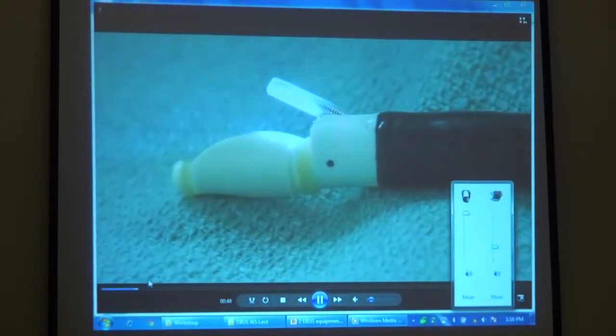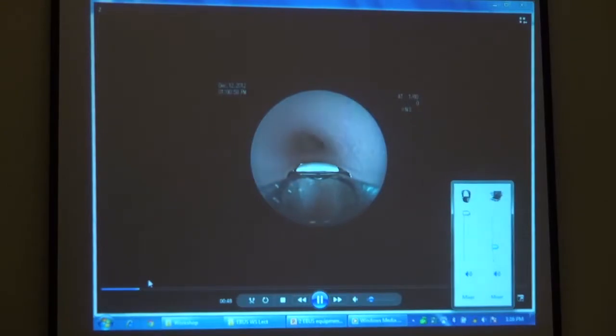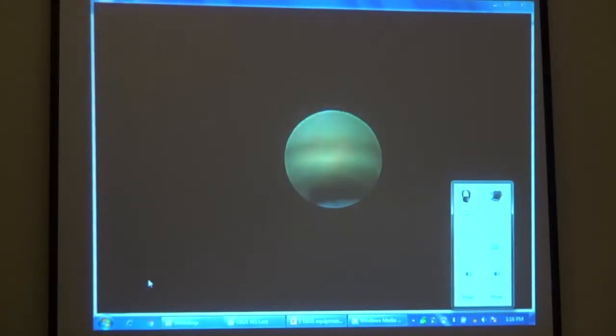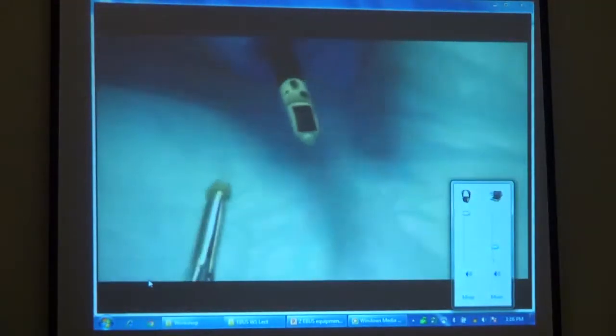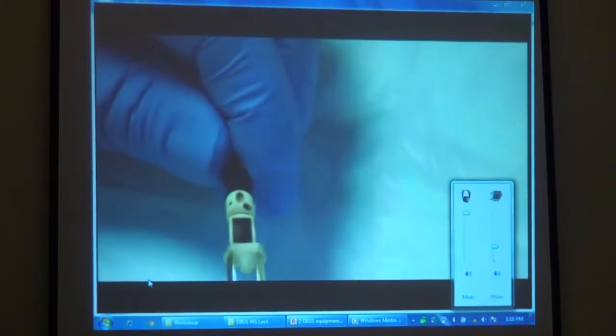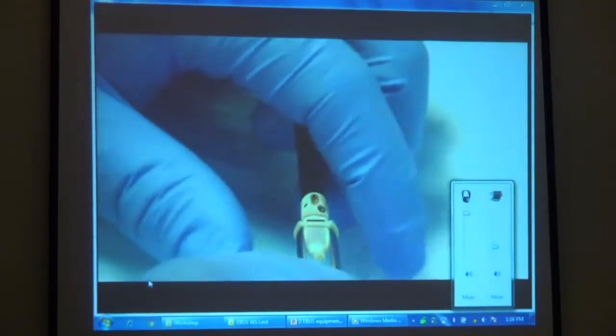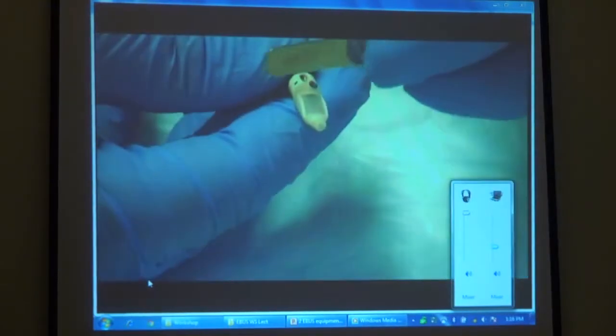The degree of off-axis view varies between as little as 10 degrees for the Fuji scope to as much as 45 degrees in the Pentax model. A disposable balloon is placed over the ultrasound transducer, which is filled with saline in order to optimize acoustic coupling with the wall of the airway.